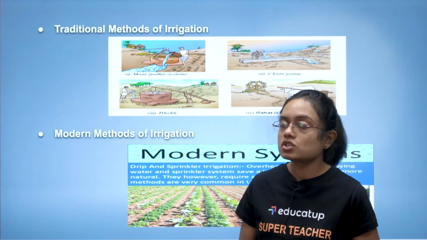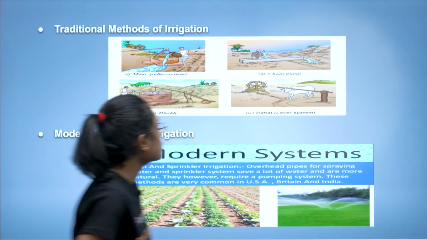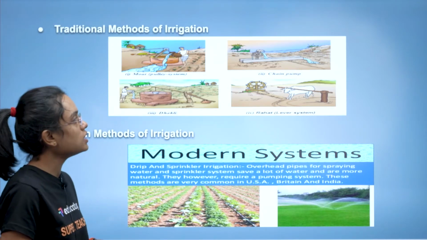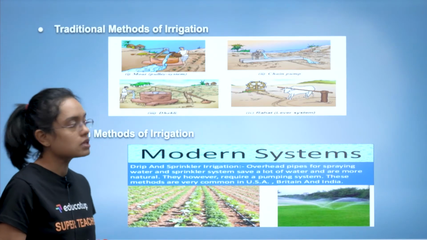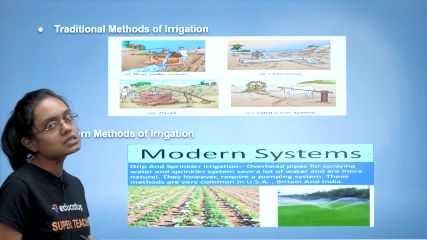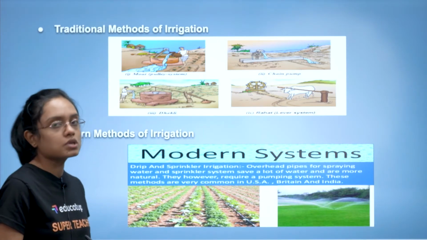There were 4 traditional methods of irrigation. It was like moat or pulley system, that means taking water out from the well, chain pump, dhekli, and rahat or leveler system. The modern methods of irrigation are basically 2. One is drip irrigation and the next is a sprinkler system.